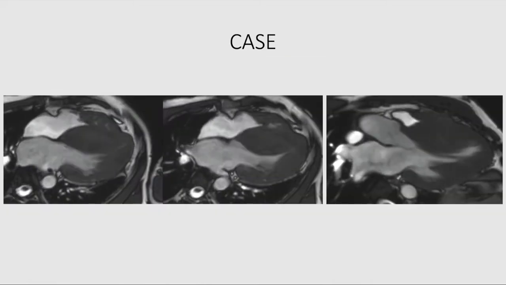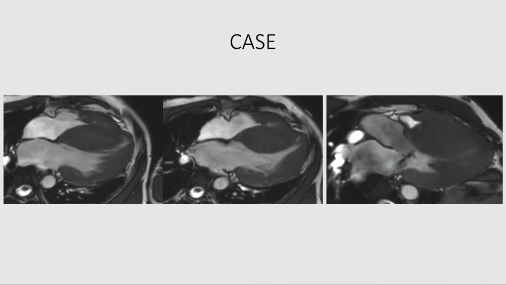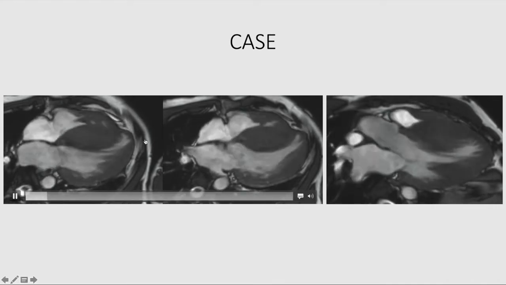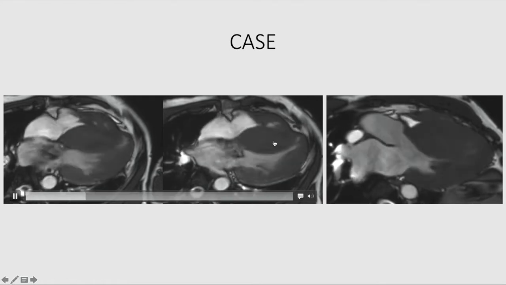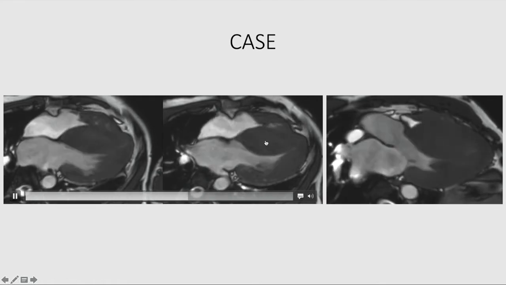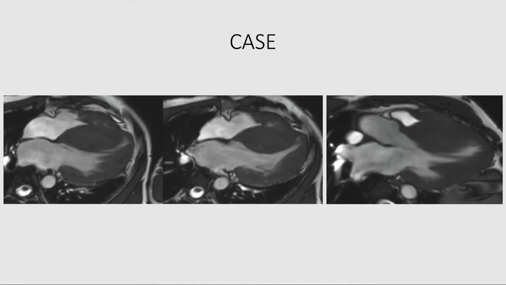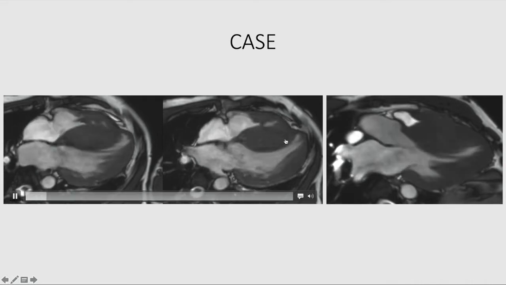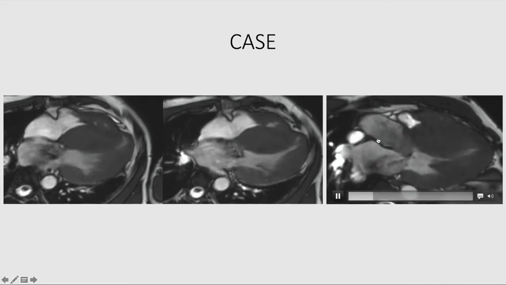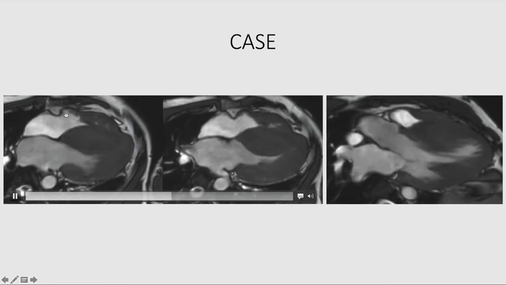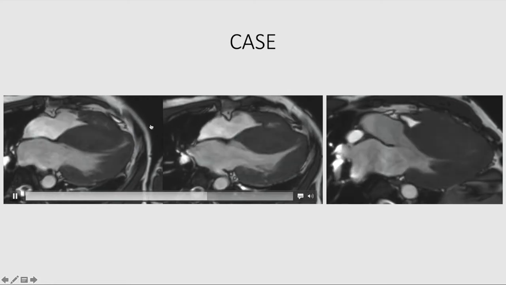This is another case example where you can see the entire septum is abnormally thickened. Unlike the earlier case where only the basal septum is involved, this patient is showing significant involvement of the entire septum. You can also notice the RV free wall. Even the RV free wall is significantly thickened, significantly hypertrophied.